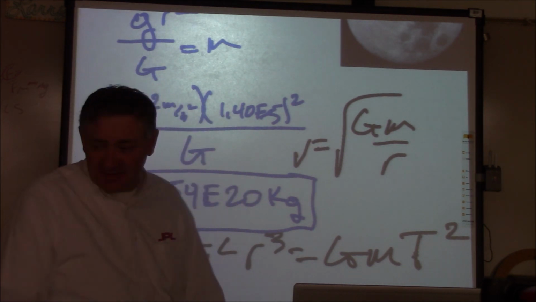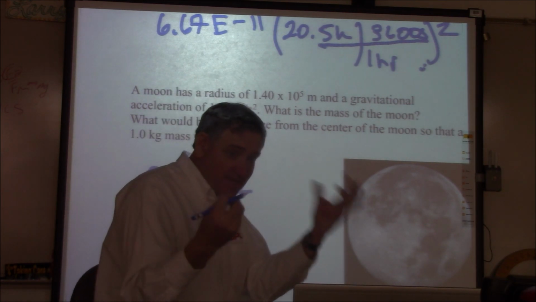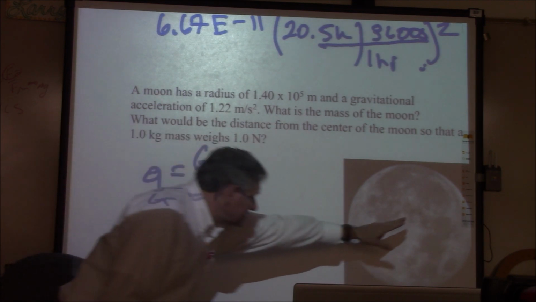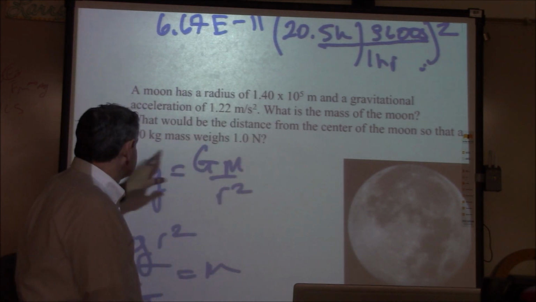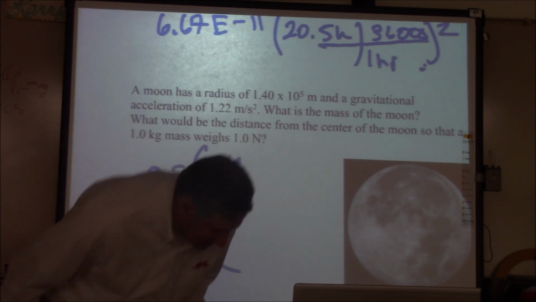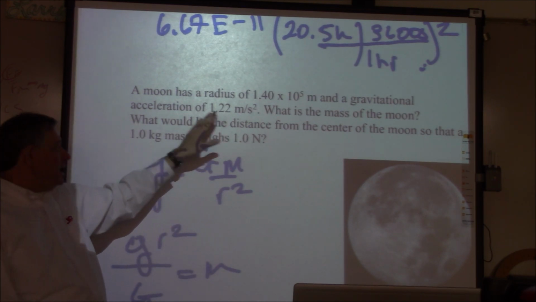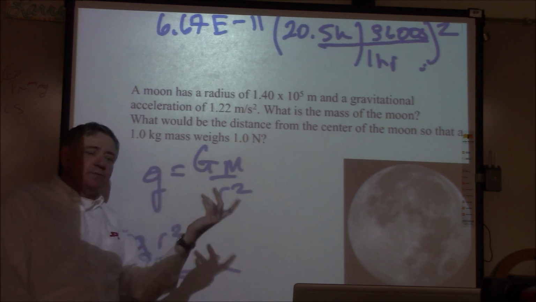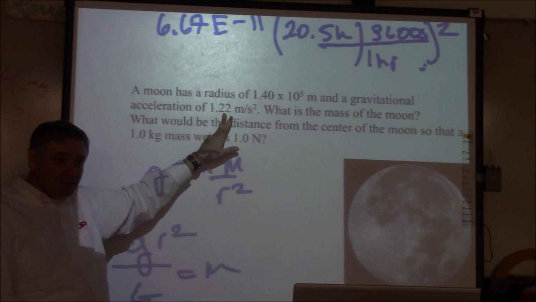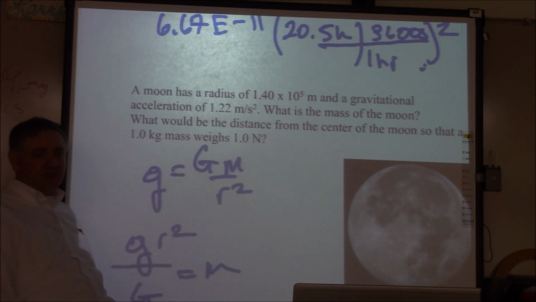Now, we have one problem left, and then we'll be finished with this part. Now, here's like a conceptual thing. So I want to know what would be the distance from the center of the moon out to this point so that a 1 kilogram mass weighs 1 newton. So here's the main idea, is that if you're standing on the surface of the moon, a 1 kilogram mass would weigh 1.22 newtons, because I would take 1 kilogram times 1.22 meters per second squared, and I would get 1.22 newtons, okay?